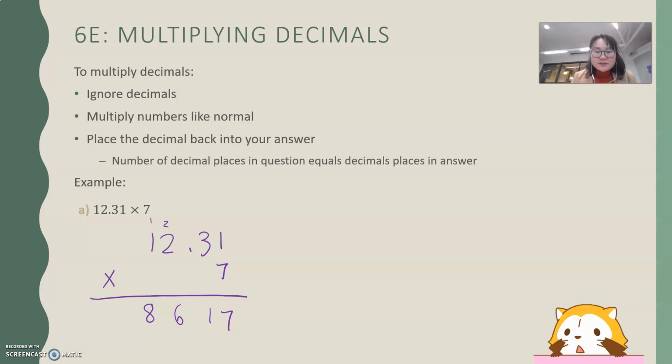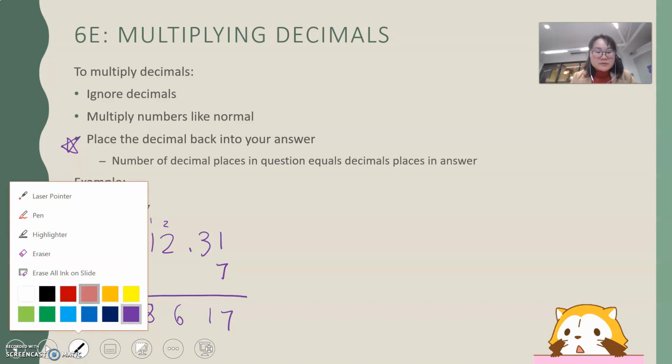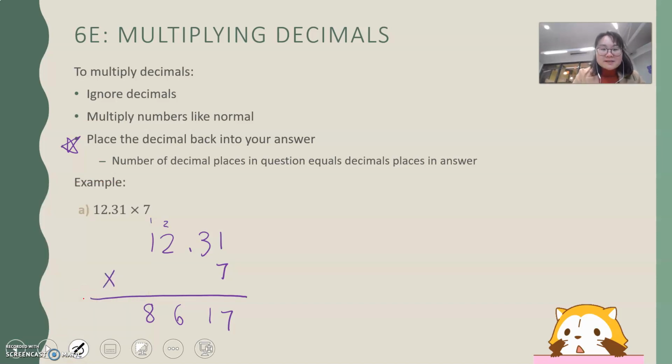I've got 8,617, but I need to now do the final step, which is placing the decimal back into the answer. So what I'm going to do is I'm going to look at the two numbers I started off with and see how many decimal places are in those two original numbers. So I've got 2 decimal places here and none here because I've got a whole number with the 7. Remember that with whole numbers there's always an imaginary decimal place at the end of the number. I'm going to place in 2 decimal places. I'm going to move the decimal point 2 decimal places. And now I've got 86.17. All right, nice and easy. Let's do the next one.